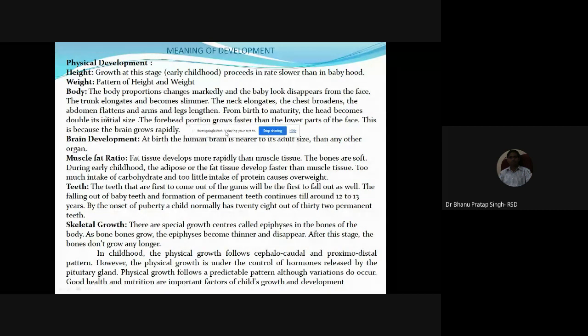environment. So hormones control the growth of the individual, and these hormones are released by the pituitary gland. So physical growth follows a predictable pattern, although variations do occur, yes, but good health and nutrition are important factors of child growth and development. Next.